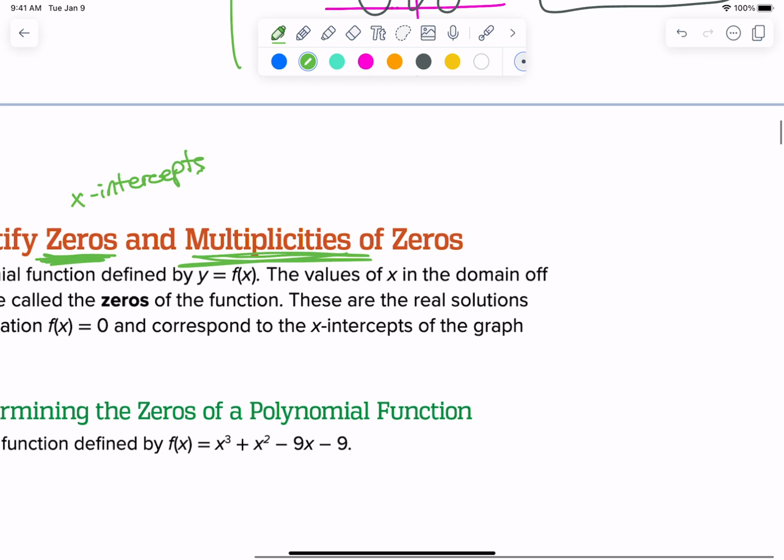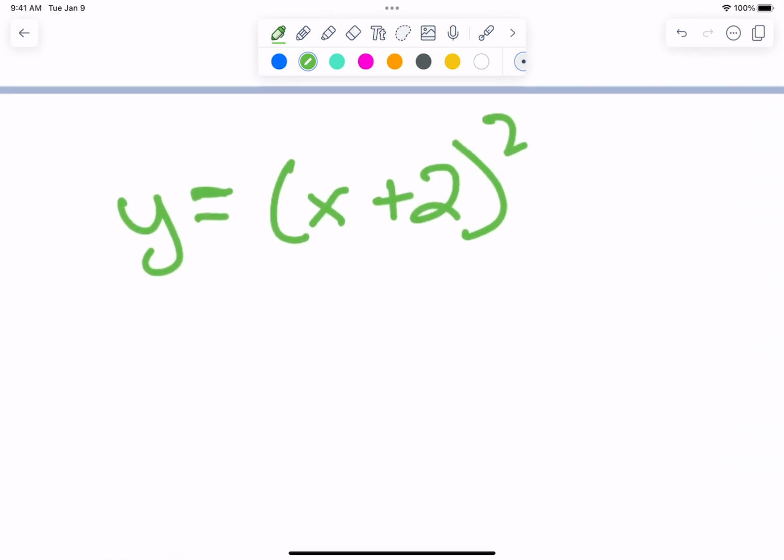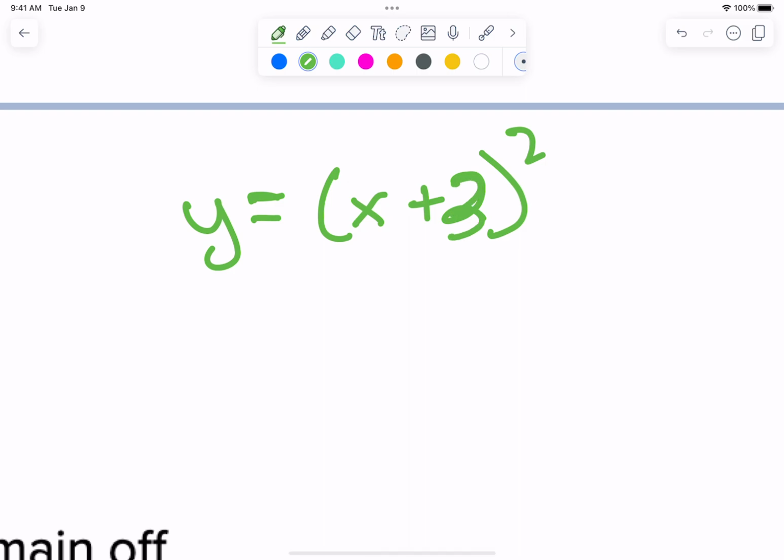Multiplicity. Okay, so let's go back to quadratic functions. Let's say I have a quadratic function where y equals x plus 2 squared, right? Let's go with x plus 3 squared so I don't have too many 2's.